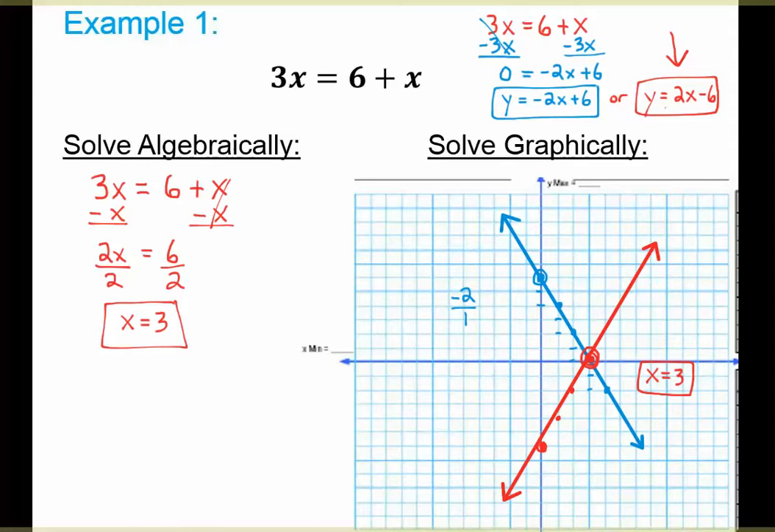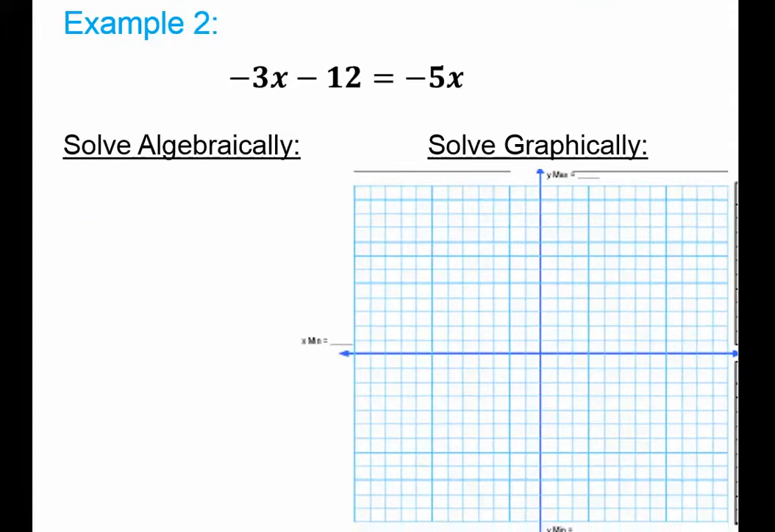I want you to try one completely on your own. Okay, so this is the one I want you to look at. Negative 3x minus 12 equals negative 5x. Go ahead and solve it graphically first, right? Put it in slope-intercept form, get everything on one side set equal to 0, change that 0 to y. See where that graph is headed, see where it crosses the x-axis. That's going to be your solution.